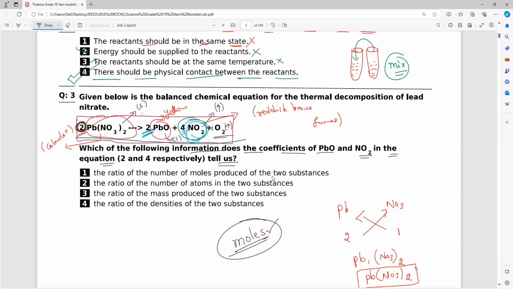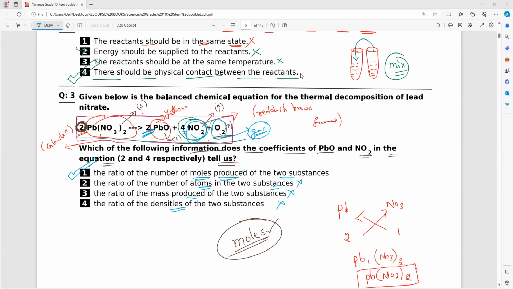How many moles of oxygen? 1 mole of oxygen. Oxygen gas, not molecule. That is you have to remember. So, options: the ratio of the number of moles produced of the two substances, the ratio of the number of atoms of the two substances, the ratio of the mass produced, the ratio of the densities produced. No mass, no densities, no atoms, because they are molecules. So option A is the correct option: the ratio of the number of moles produced of the two substances. That is you have to remember.